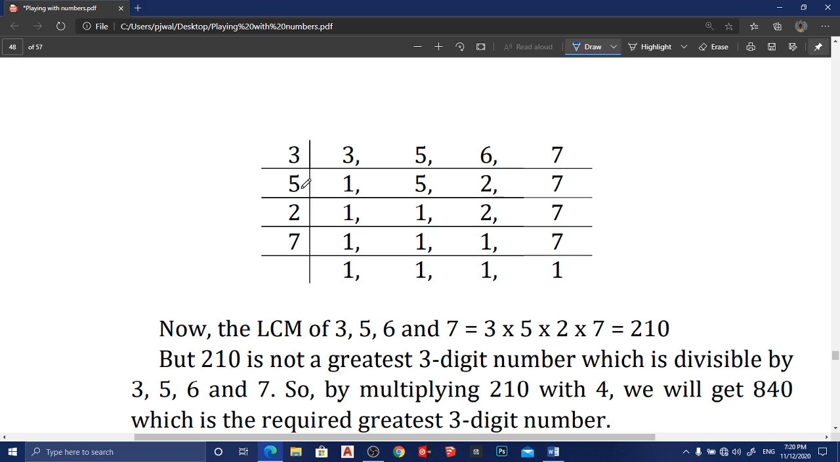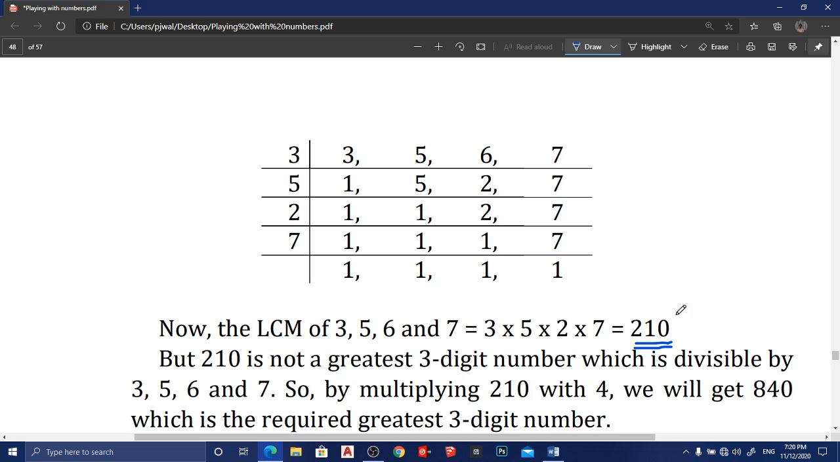So multiply 3 into 5 into 2 into 7, and by multiplying you are getting 210. This is the lowest common multiple of 3, 5, 6 and 7. This is the lowest one only, and a three-digit number also, but he is asking for the greatest three-digit number.